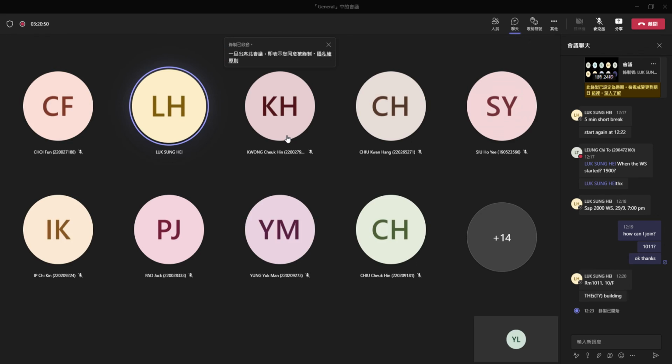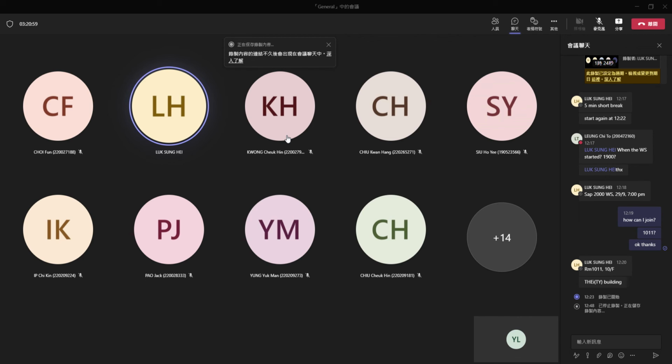There are something I want to remind you. Again, the lab and the workshop. I think I remind you many times. The lab and workshop. We have lab and workshop next week.